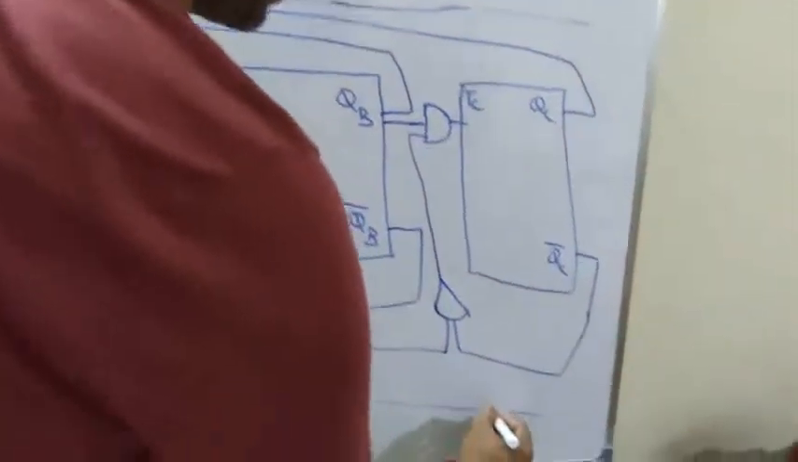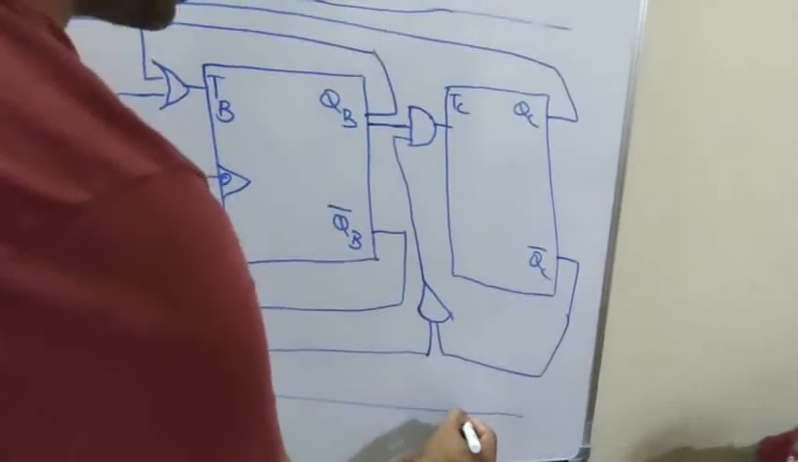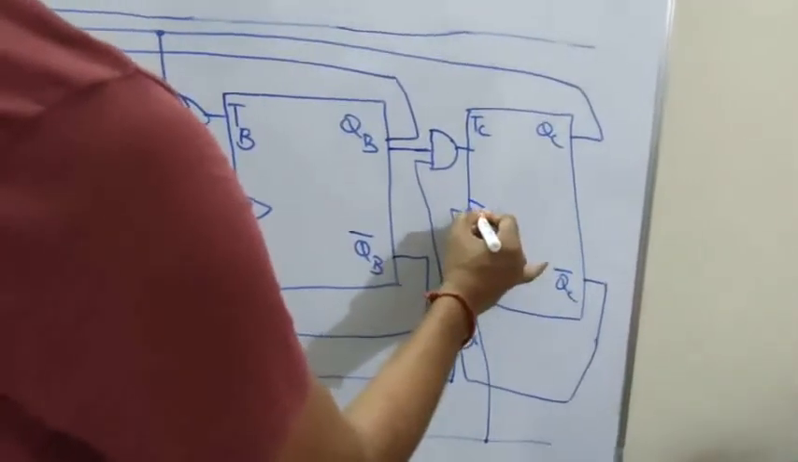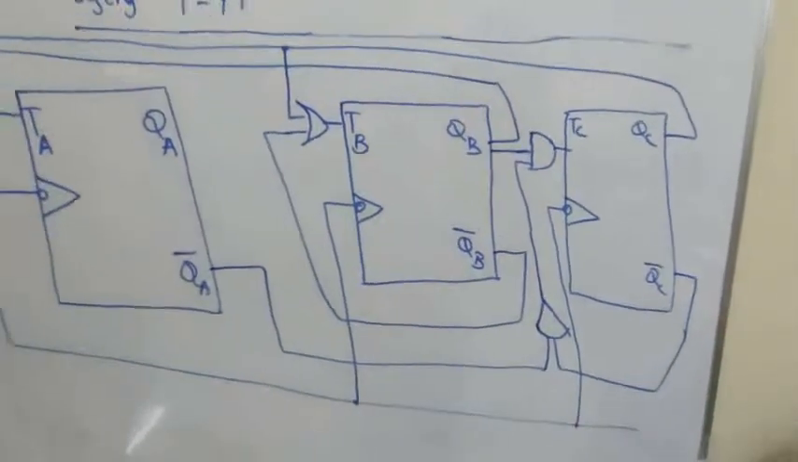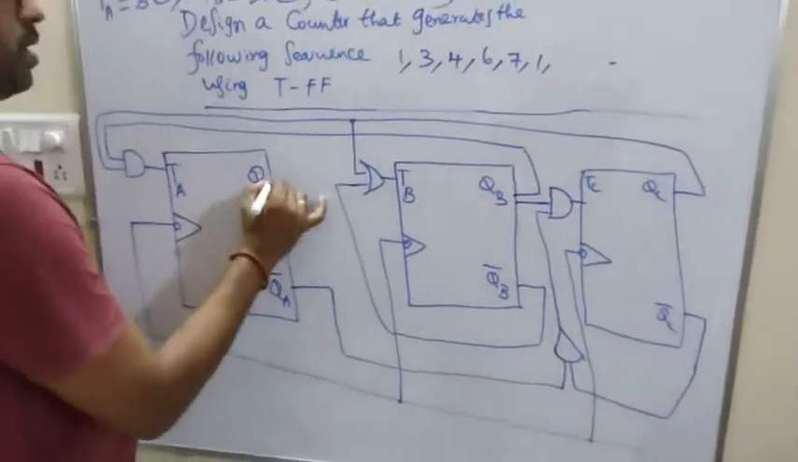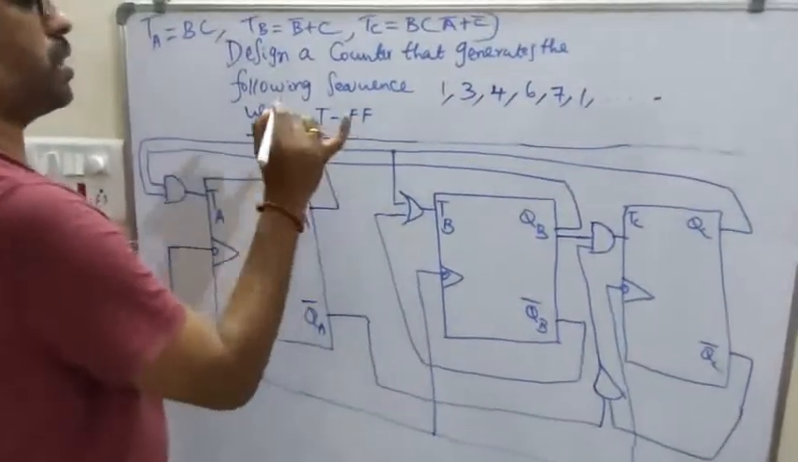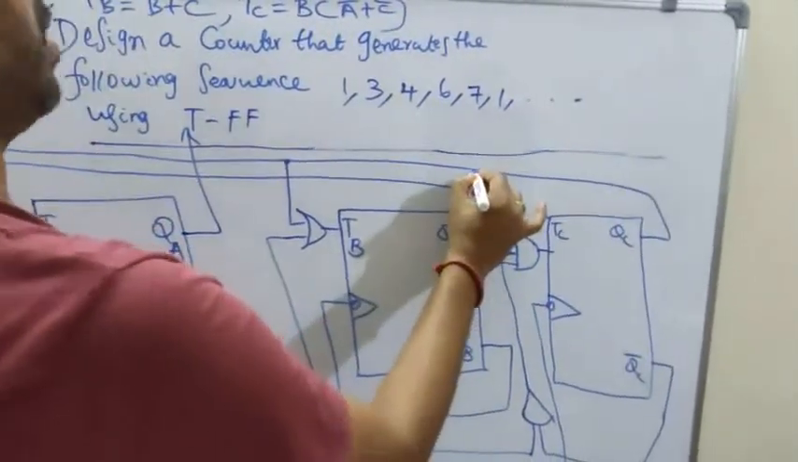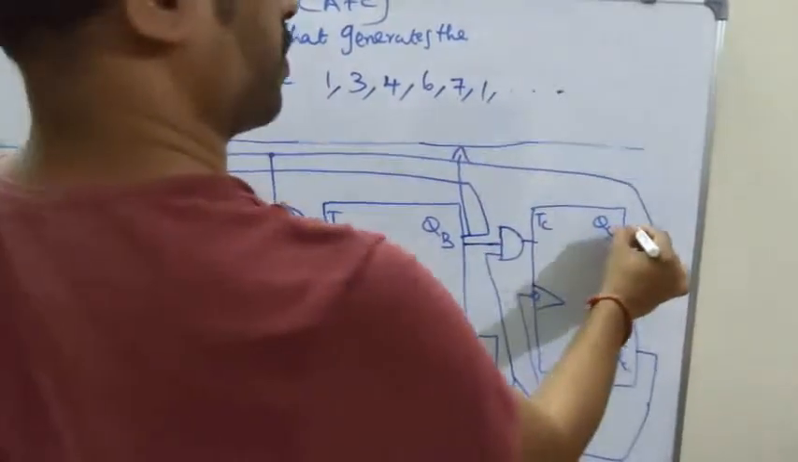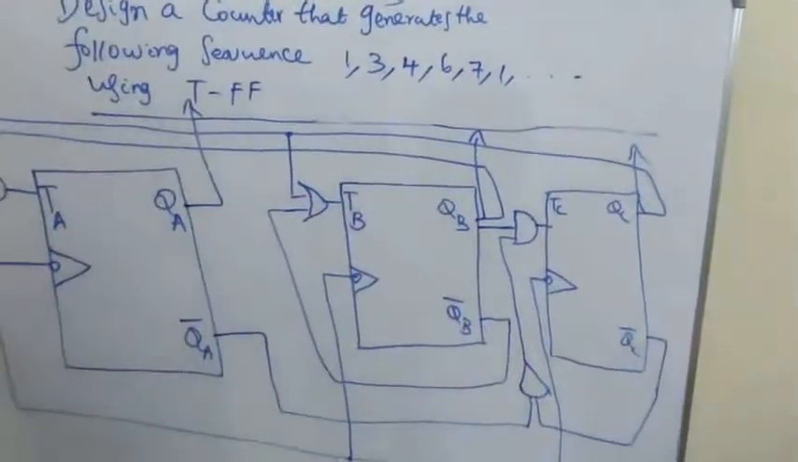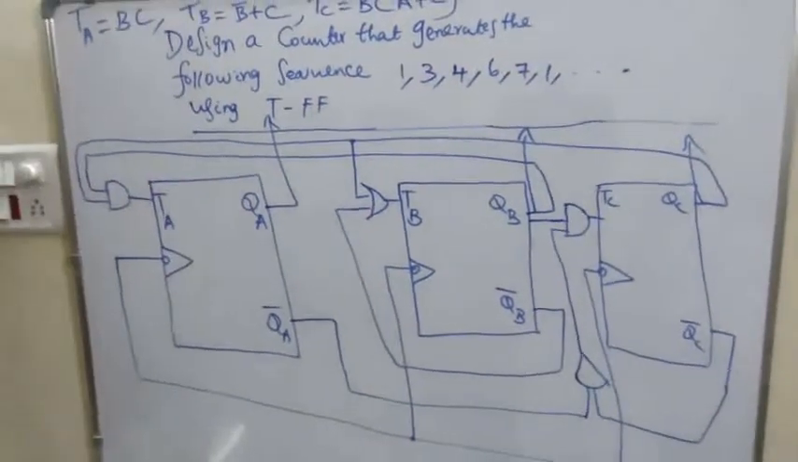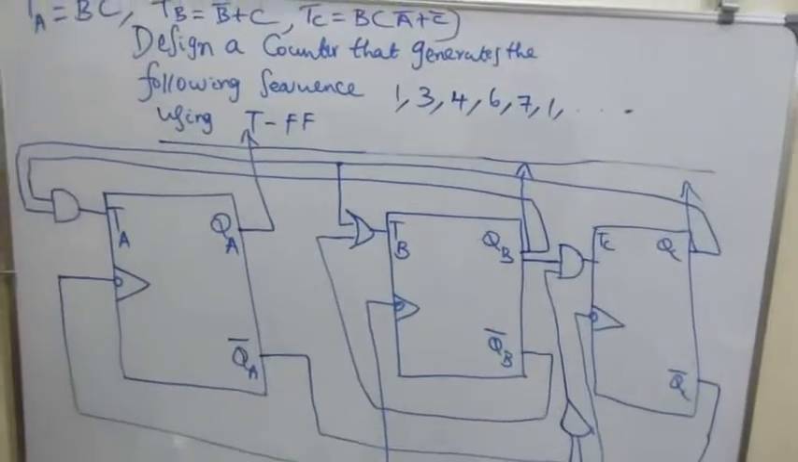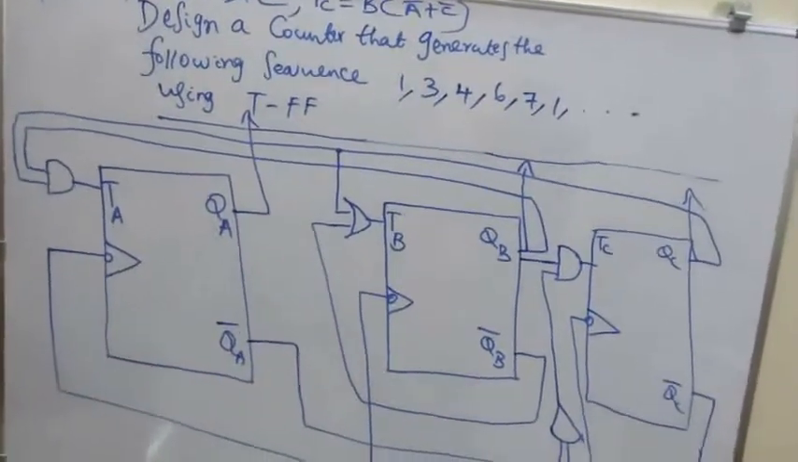The bubble represents that the changes will get affected in the flip-flop during the negative transition. Okay. Then the output will be available through the corresponding normal output. Is it clear? So this is the circuit of a counter that generates the sequence 1, 3, 4, 6, 7, 1. Now we will verify this design.